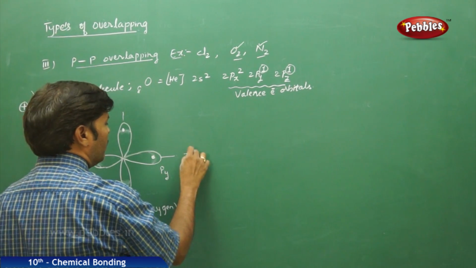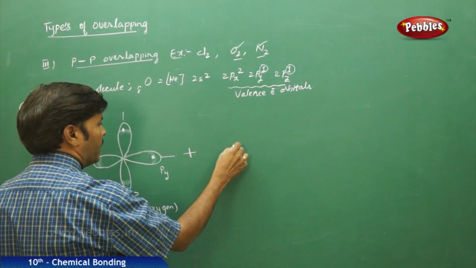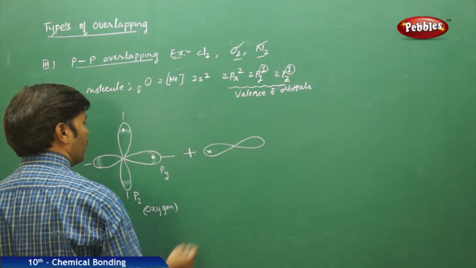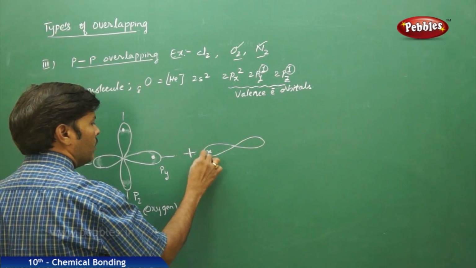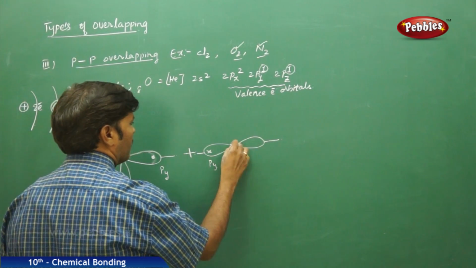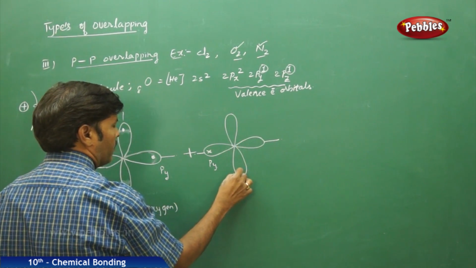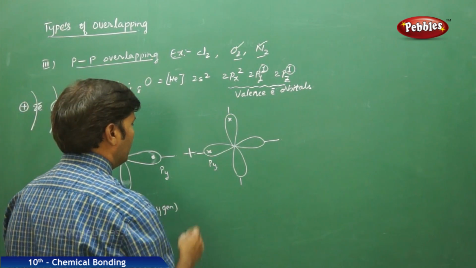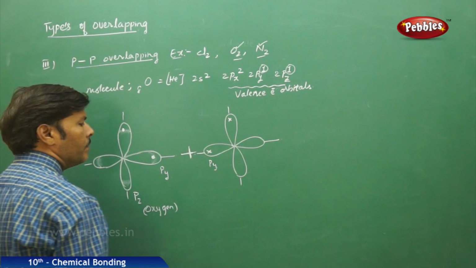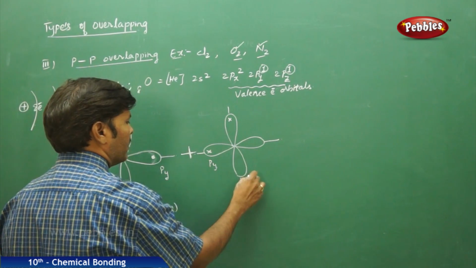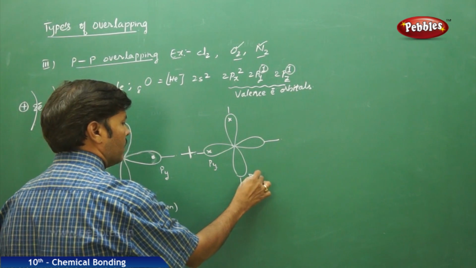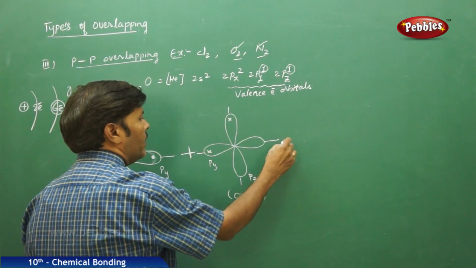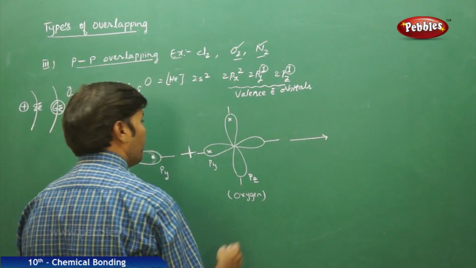Go for the second oxygen. Again, you can take the same arrangement for the second oxygen also. First py atomic orbital, pz atomic orbital with again one more unpaired electron. So the overlapping takes place here. This is before overlapping, py, and this is pz. Again, this is for the second oxygen. This is before overlapping, during overlapping or after overlapping.